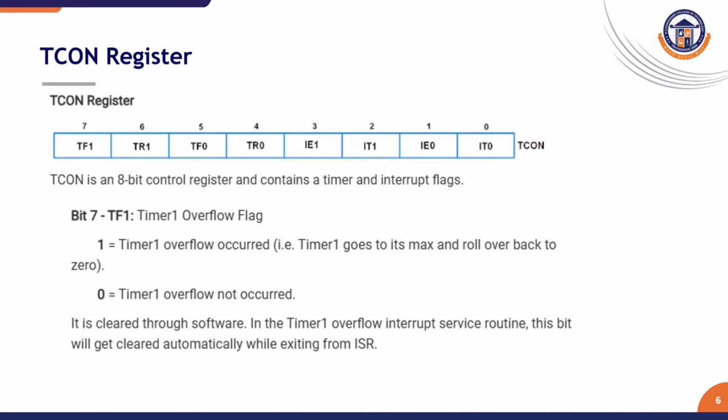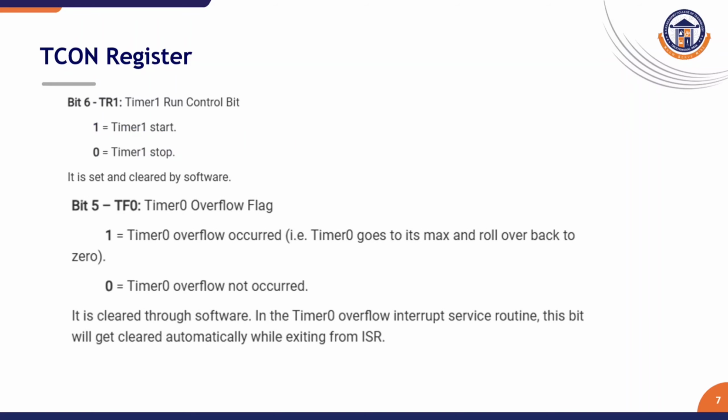Next is the TCON register. The TCON register is an 8-bit control register and contains timer and interrupt flags. Bit 7 is TF1, the Timer 1 overflow flag. If 1, timer overflow occurred. If it is 0, then timer overflow has not occurred. Next is bit 6, TR1, the timer run control bit. If 1, Timer 1 starts. If 0, Timer 1 stops.